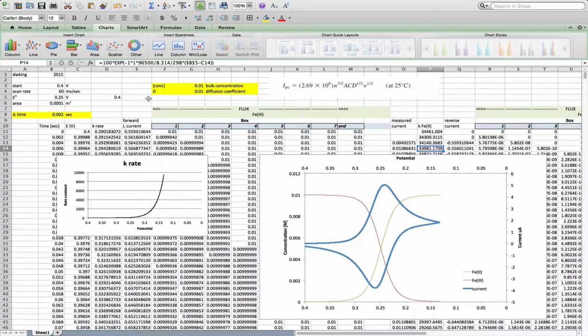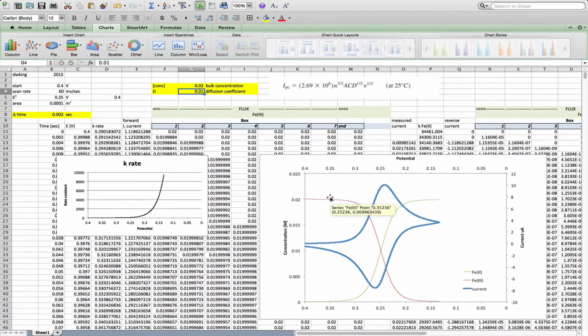There are three factors that come into play in defining the shape of this curve. One is the speed at which you're scanning, and that's really controlled by this term, this delta T. We'll come back to that in a second. Second is concentration. If I double the concentration, I should double the current, 0.02. Notice my current now is at around 5 microamps. Double the concentration, it goes to 10 microamps. No surprise, that follows nicely. Notice my iron 3 is now 0.02, and my iron 2 builds up at the surface of the electrode to just about 0.02. So we'll set that back.